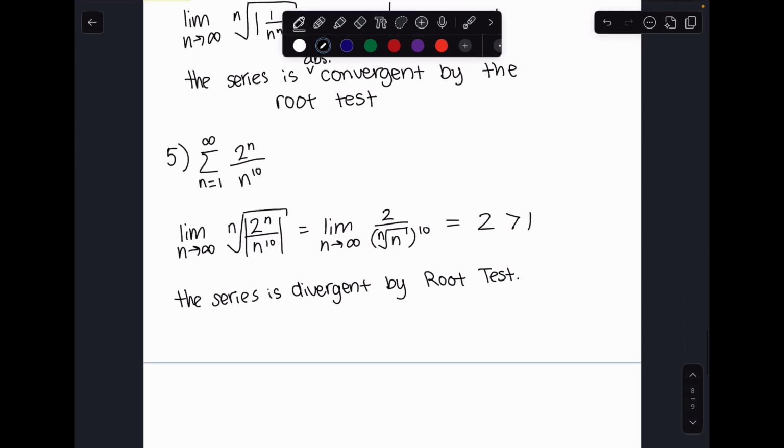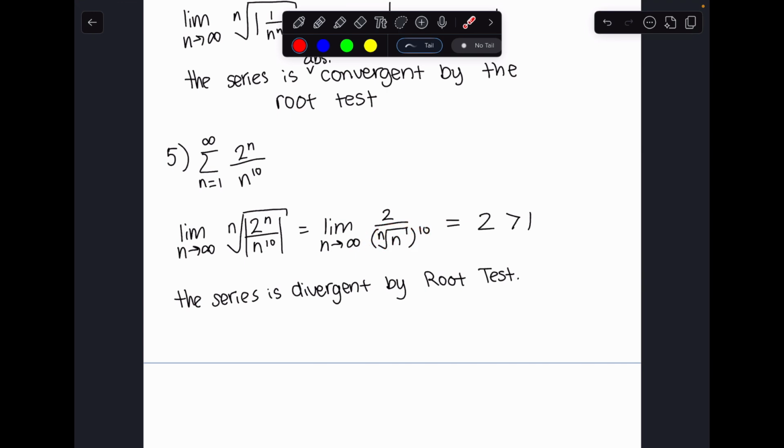And then we have number 5. So we have the series from 1 to infinity, 2 to the n over n to the 10. You could attempt a ratio test with this one if you want. I'm going to do root test. So I take the nth root. In the numerator, the 2 to the n, when I'm taking the nth root, simplifies to just a 2. In the denominator, the n to the 10, I'm going to rewrite this as the nth root of n, to the 10.